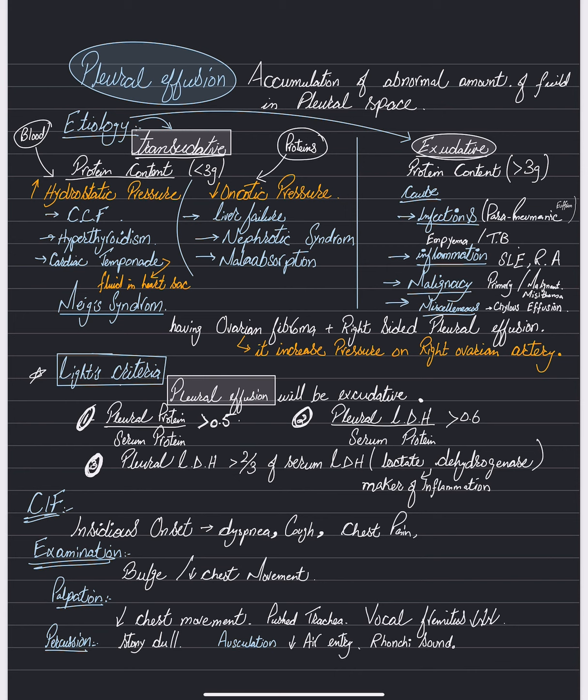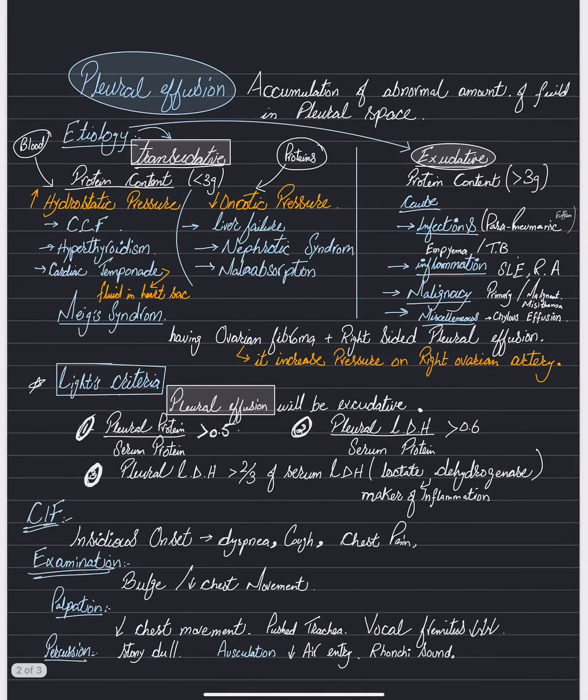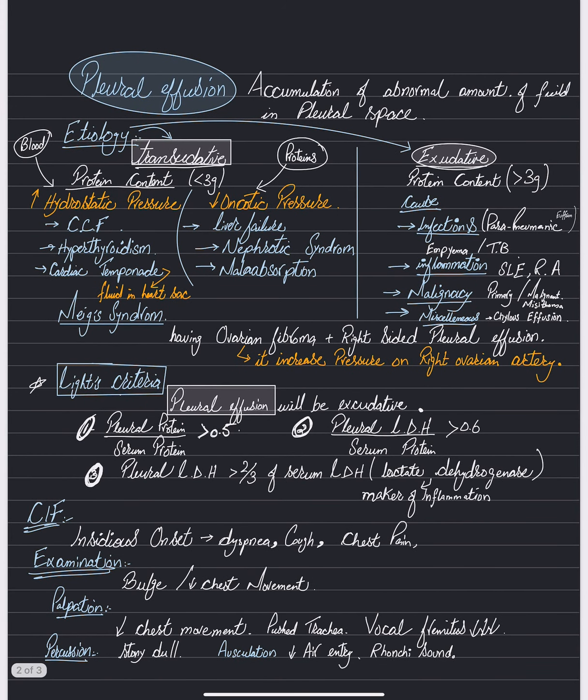Pleural effusion is the accumulation of abnormal protein or fluid in the pleural space. So there is this pleural space here, you can see over here, and there's a fluid accumulation. So this is called pleural effusion.